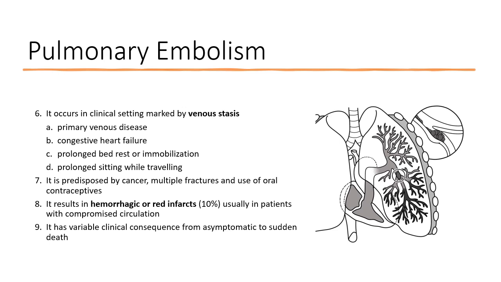Primary venous disease, 2. Congestive heart failure, 3. Prolonged bed rest or immobilization, and lastly, prolonged sitting while traveling. It is predisposed by cancer, multiple fractures, and use of oral contraceptives. It results in hemorrhagic or red infarcts in 10% of cases, usually in patients with compromised circulation. It has variable clinical consequences from asymptomatic to sudden death.